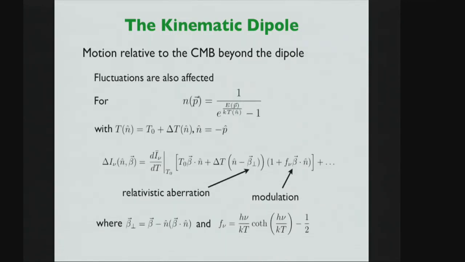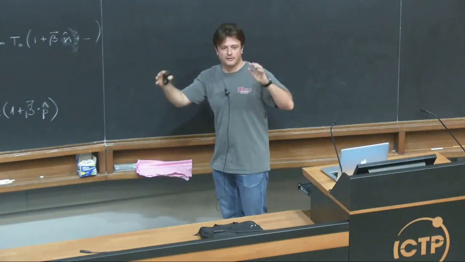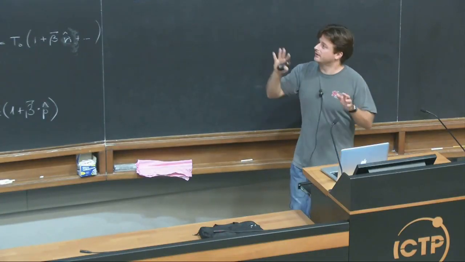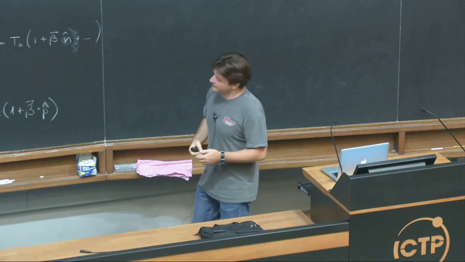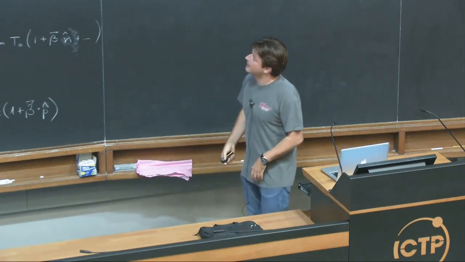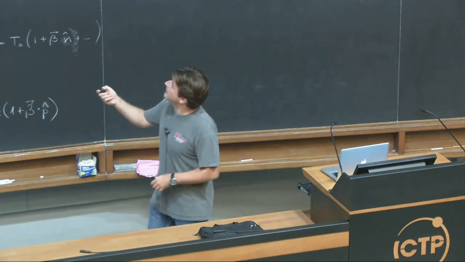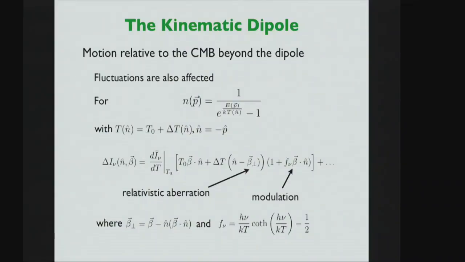So there's an additional effect. So this was the effect of our motion on the monopole. Now I'll say a few words about the effects on the perturbations. So if you have a homogeneous bath of photons, you're moving with respect to it, the only thing you're seeing are these dipole and quadrupole effects. If you have fluctuations in the microwave background, then there are additional effects. And you can again see them by doing these simple exercises. So the occupation number now depends also on the direction you're looking. So you have photons with different temperatures in different parts of the sky. This is what I'm indicating here by the T as a function of n hat.